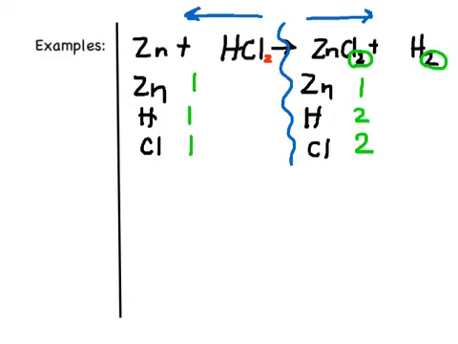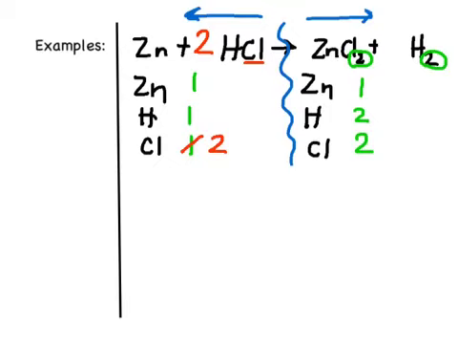So what we do is we add a coefficient, a 2, out here, out front. Anytime we have a coefficient, it's just like in math where it's distributed or multiplied. So 2 out here times the 1 chlorine that we have here is going to be 2 chlorines. So we're going to cross that 1 out and put a 2. All right, so we've got 2 chlorines on that side.